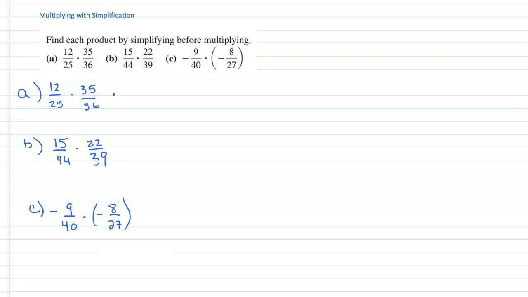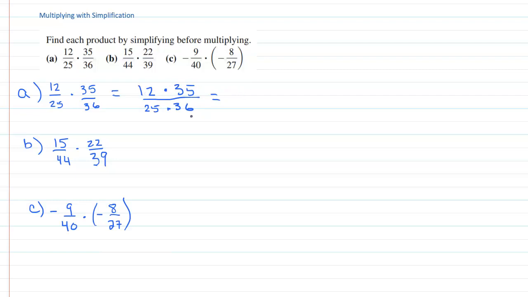Something I want to remind you of, or maybe teach you if you don't know this, is that 12 over 25 times this other fraction is the same thing as saying 12 times 35 all over 25 times 36. It is the same thing, which means we can cancel or divide out across 12 and 36. So I'm going to rewrite this, looking for some factors that I see in common from the top to the bottom.